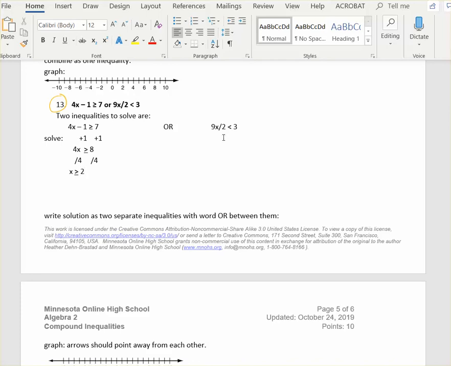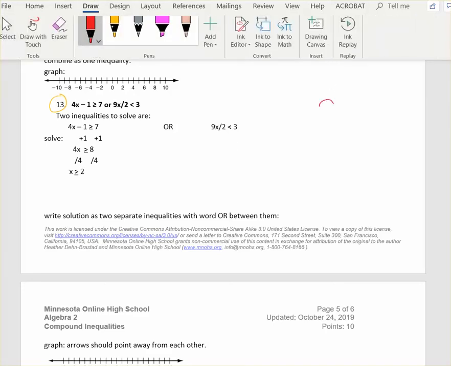For the other part, I have to come over here and solve the other side of my inequality. So it says 9x over 2. If I were to write that with a pen, it would look like this. 9x over 2 is less than 3. And writing it that way might help you see better what you would do to solve this. To solve this, you would multiply both sides by 2, because right now the x is being divided by 2. And the opposite of dividing by 2 is multiplying by 2.